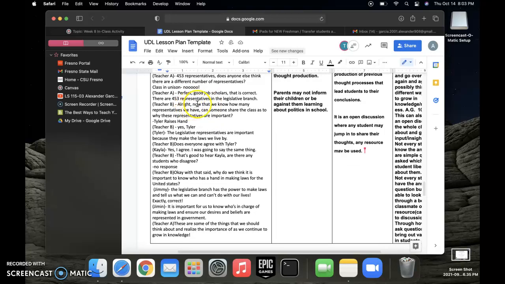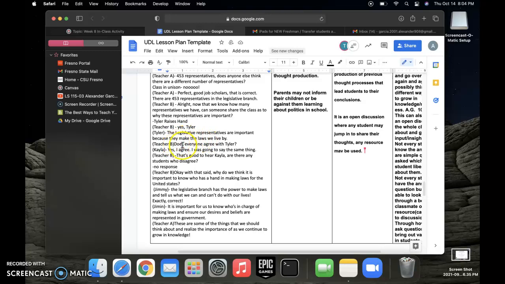Teacher B, kind of switching off, would come in and say, all right, now that we know how many representatives we have, can someone share with the class as to why these representatives are important? A student named Tyler raises his hand. This takes about 15 seconds of a little bit of silence. And then teacher B responds, yes, Tyler. Tyler states, the legislative representatives are important because they make the laws we live by.